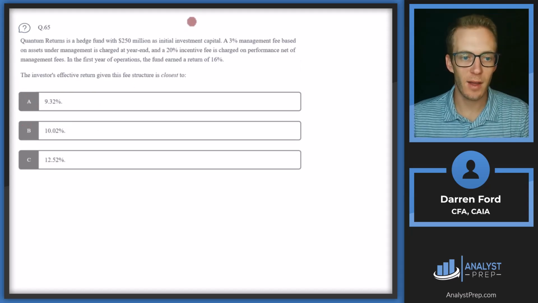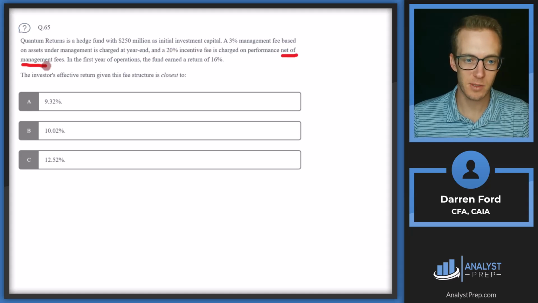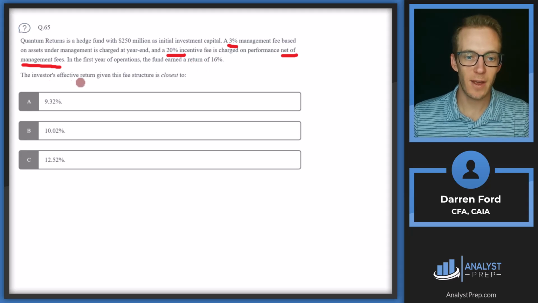Answer A. Question 65. Quantum Returns is a hedge fund with $250 million as initial capital investment. A 3% management fee based on assets under management is charged at year end, and a 20% incentive fee is charged on performance net of management fees. So like earlier, we'll take out this 3% management fee first, then we'll look at the profits and take that management fee out before we calculate this incentive fee. In the first year of operations, the fund earned a return of 16%. The investor's effective return given this fee structure is closest to.